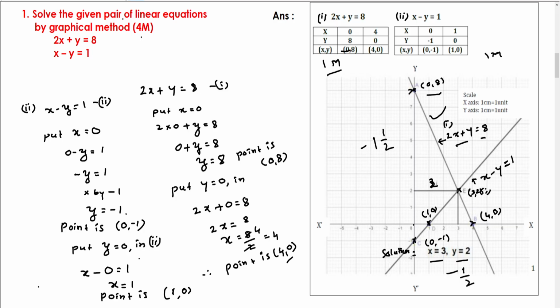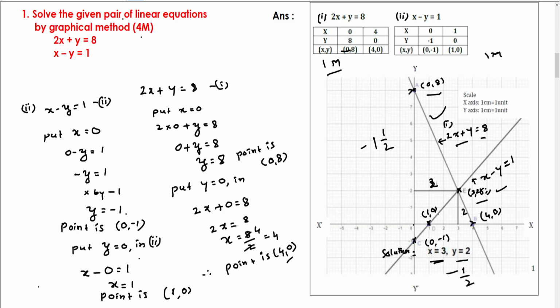And the distance of the point from the x-axis will be the y coordinate. This will be 2. You can observe 2 boxes. Therefore, the coordinates of the point T are 3, 2, and this point 3, 2 gives you the solution. The x coordinate of the intersection point is the x value, and the y coordinate is 2. Therefore, the solution is x is equal to 3, y is equal to 2.